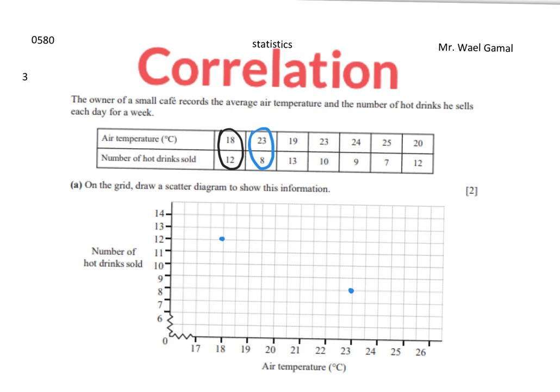The third point, 19 and 13. Next point, 23 and 10.